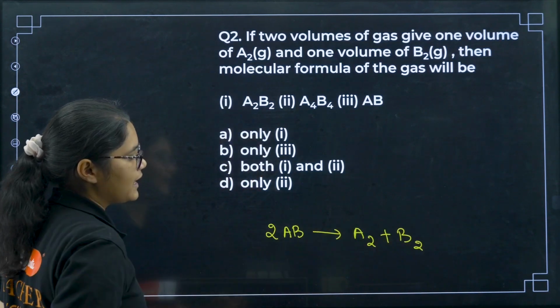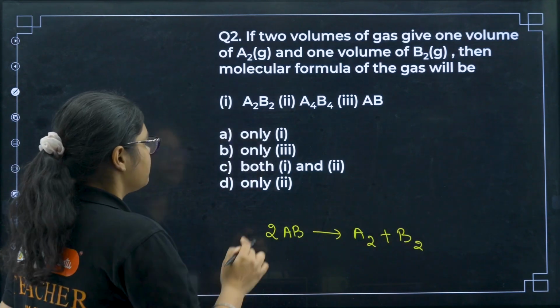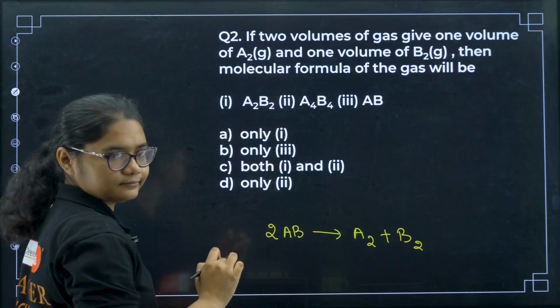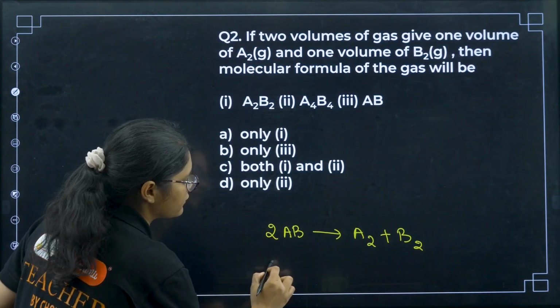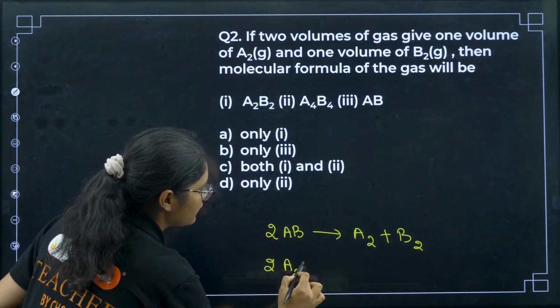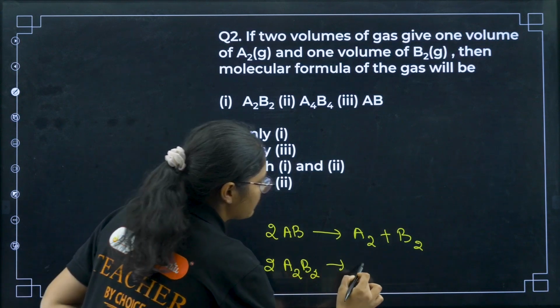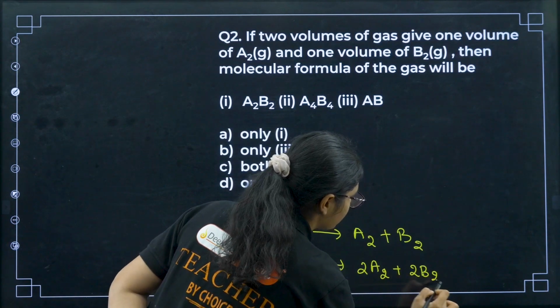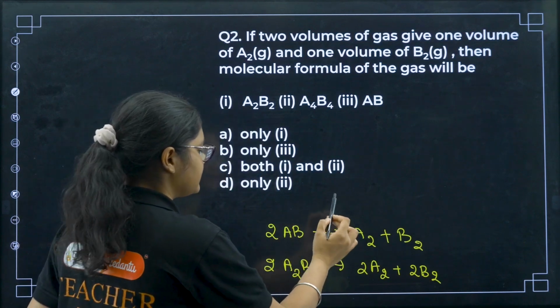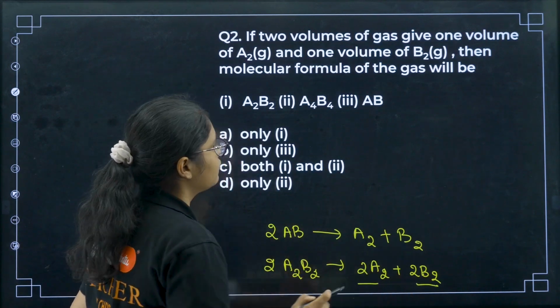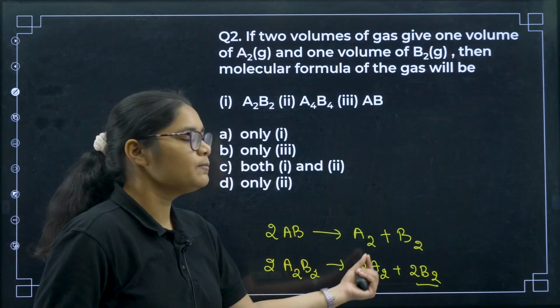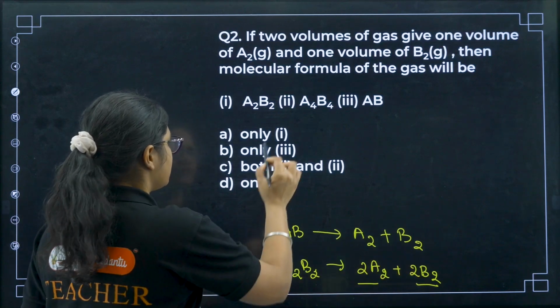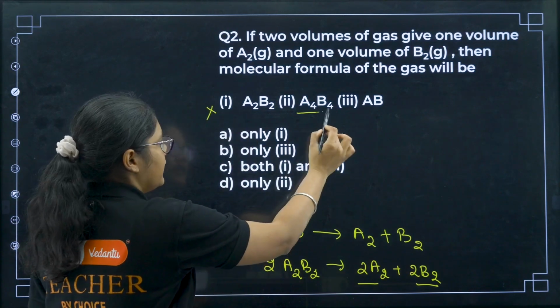So this is the only reaction I can write here. If I write A2B2, I cannot take 2 molecules of A2B2. If I take 2 molecules of A2, then I will get 2A2 plus 2B2 to balance the reaction. But they are saying that we are getting 1 mole of A2 or 1 volume of A2 and 1 volume of B2. So that is why this option is incorrect.